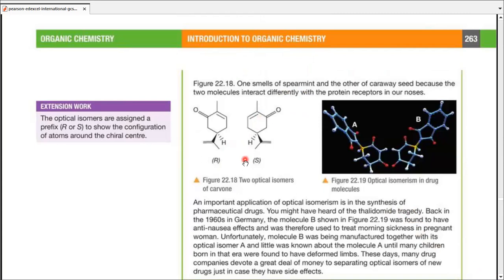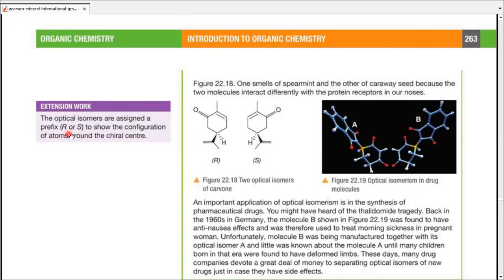For example, there are two optical isomers. One smells of spearmint and the other of caraway seed, because the two molecules interact differently with protein receptors in our noses. They're exactly the same structures, but they are mirror images of one another, so they smell entirely different with the proteins in our body.